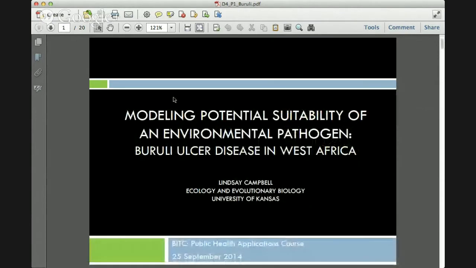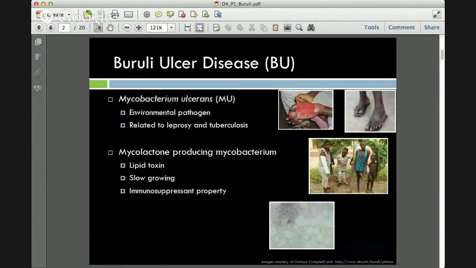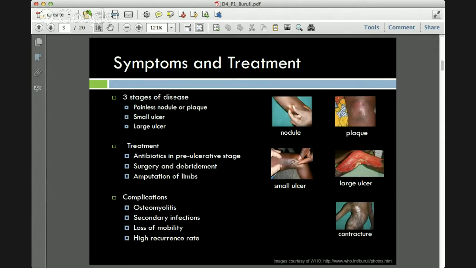Buruli ulcer disease is a necrotic skin ulcer disease that's present predominantly in West Africa. It's an environmental pathogen caused by Mycobacterium ulcerans, which is a mycobacterium that's in the same family as leprosy and tuberculosis. And it's a mycolactone-producing mycobacterium, which means that it has a lipid toxin that is responsible for attacking fatty cells. It's classified as slow-growing, and it has an immunosuppressant property, which goes undetected by the body. So this enables ulcers to spread over large areas of the body without any pain.